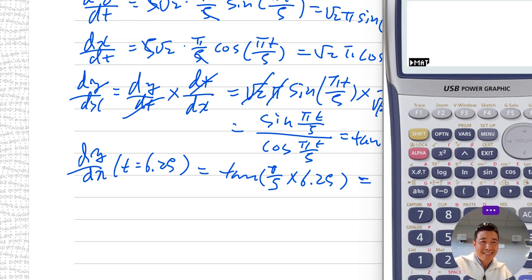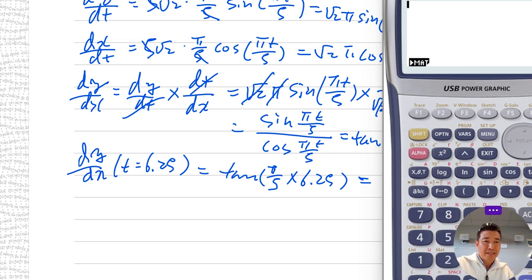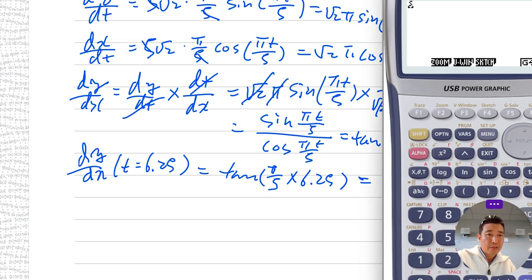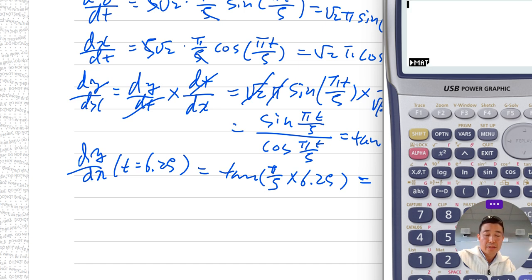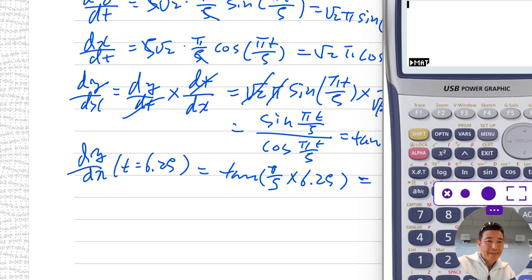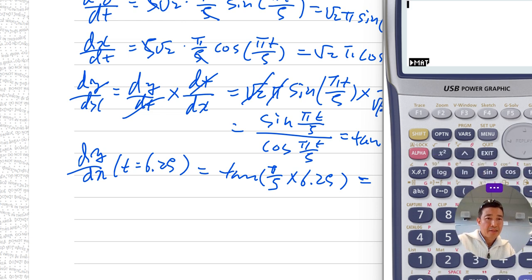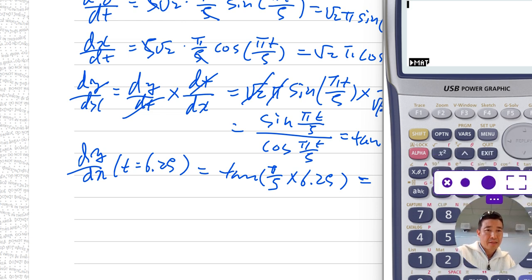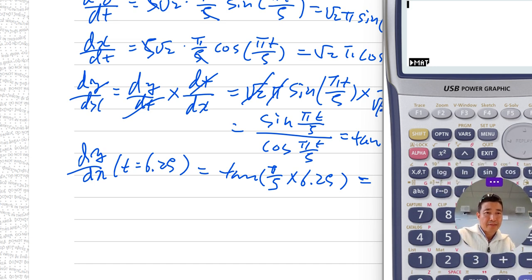I'm going to move this one. It doesn't listen to me. Right. I'm going to check whether it is in radian. So shift menu. Yeah, it is in radian. So we go. Okay. How do I do that? Okay, I'm going to close it.